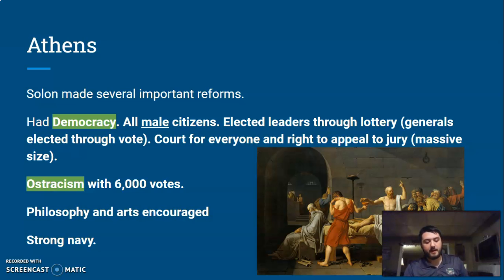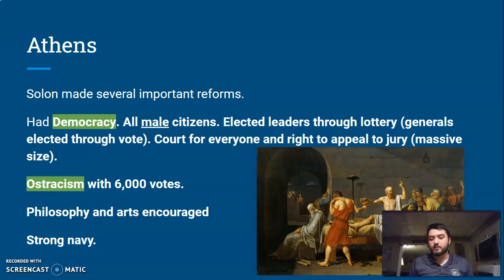They would draw a name out, and whatever name came up would be the leader for, I believe, a year. Now, they were smart enough to have their generals elected through vote, as you want a guy with military experience to lead the military, so they would be voted in.